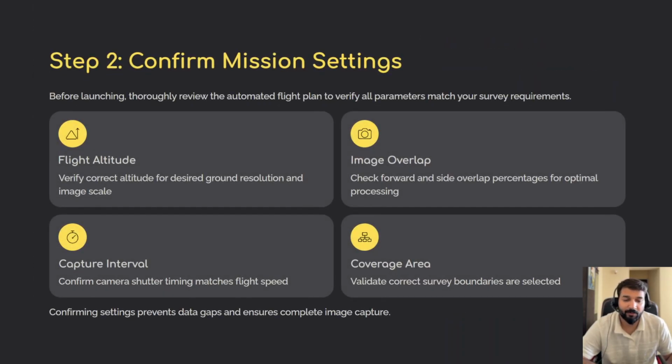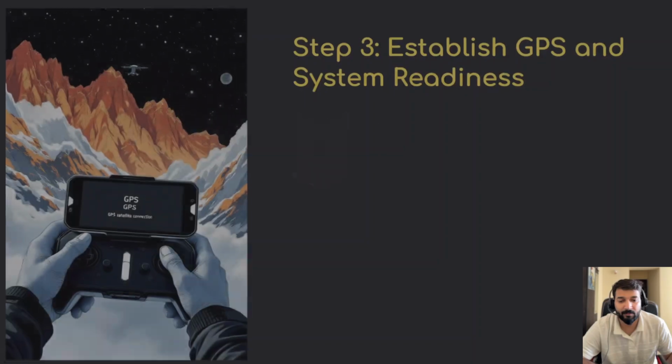Step 2. Confirm mission settings. Before launching the drone, review the automated flight plan one more time. Check that the correct survey area is selected and verify key parameters such as flight altitude, image overlap settings, camera capture interval, and flight path coverage. Confirming these settings helps prevent data gaps and ensures the mission captures the required images.